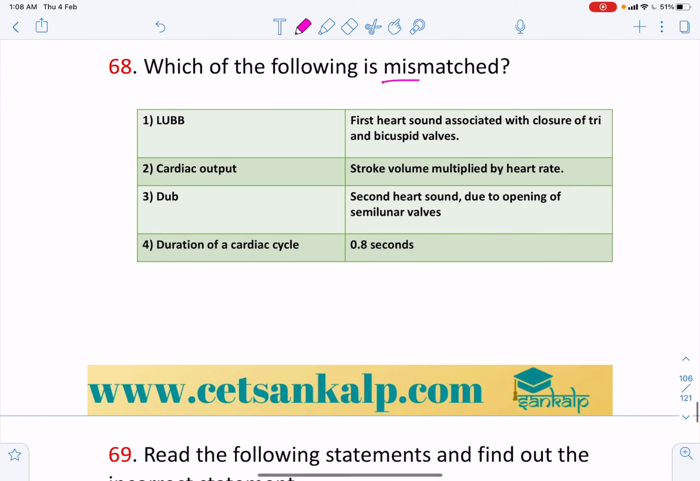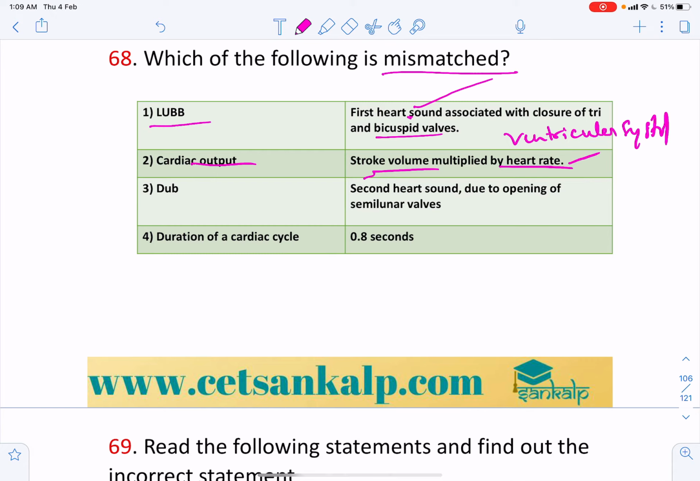So which of the following is mismatched? Lub, first heart sound, correct, associated with the closure of tricuspid and bicuspid during, what is that? During ventricular systole. Sound is always related to ventricular systole only. Ventricular systole, correct. Cardiac output, stroke volume multiplied by heart rate, that is also correct.